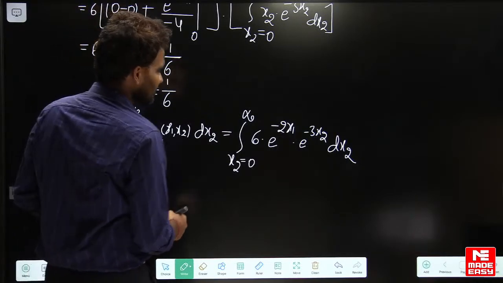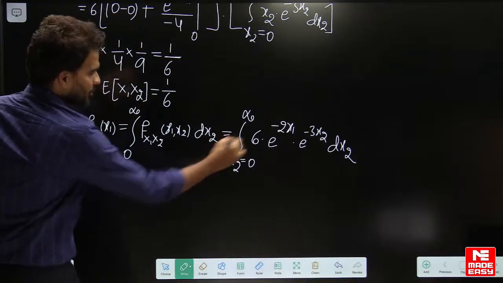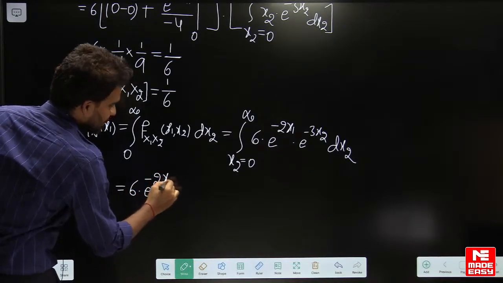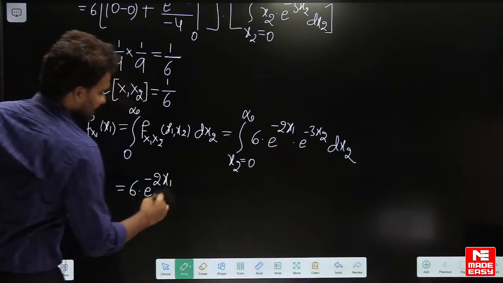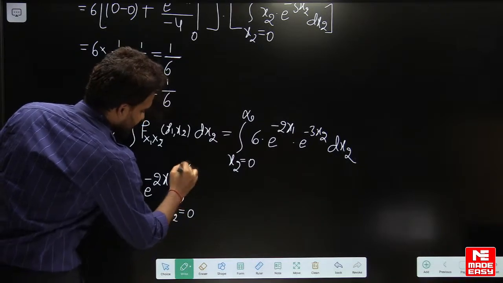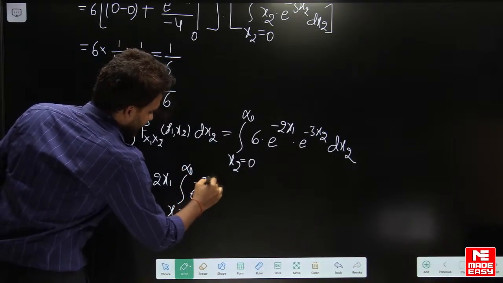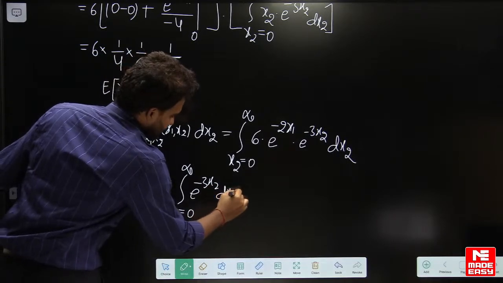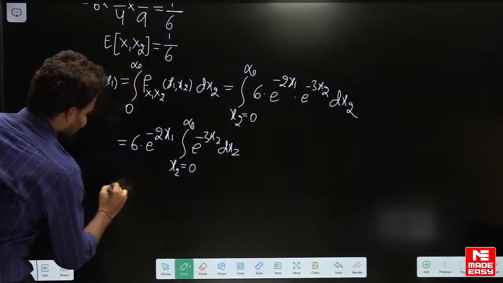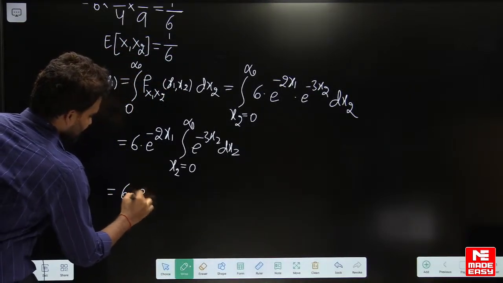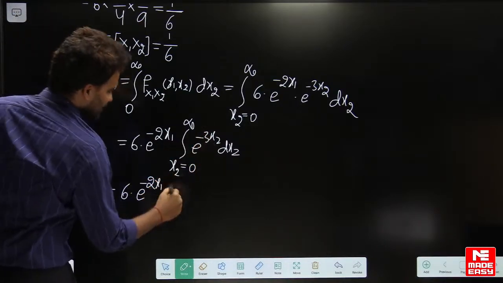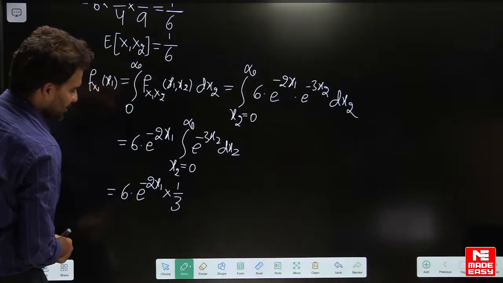Yes. So it will be, because I'm doing integration with respect to x2, the x1 terms you can write outside. This is 6 times 2 e power minus 2x1, and the integration from 0 to infinity of e power minus 3x2 dx2. If you do the integration of this, I'm writing this directly, this is 1 by 3, of course.